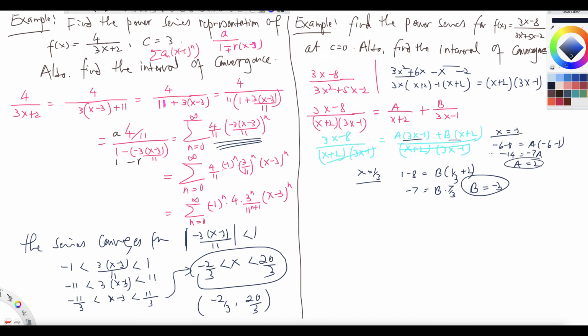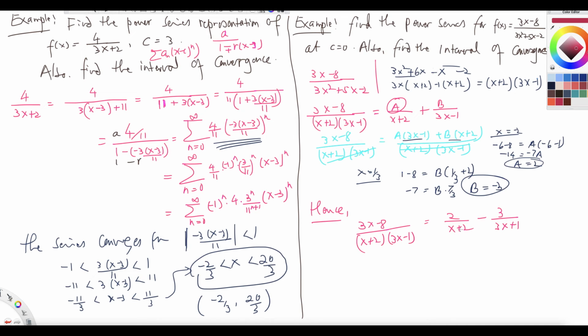Okay, guys. So what I'm going to do here is write this as, hence we got (3x - 8) over (x + 2)(3x - 1) equals 2 over (x + 2), because A is 2, and minus 3 over (3x - 1), because B is negative 3.